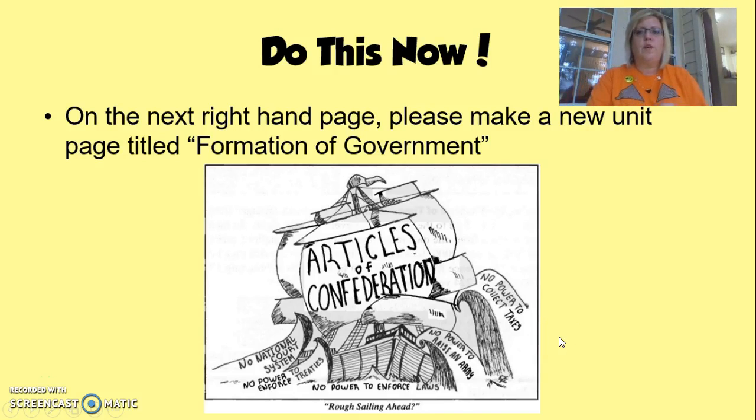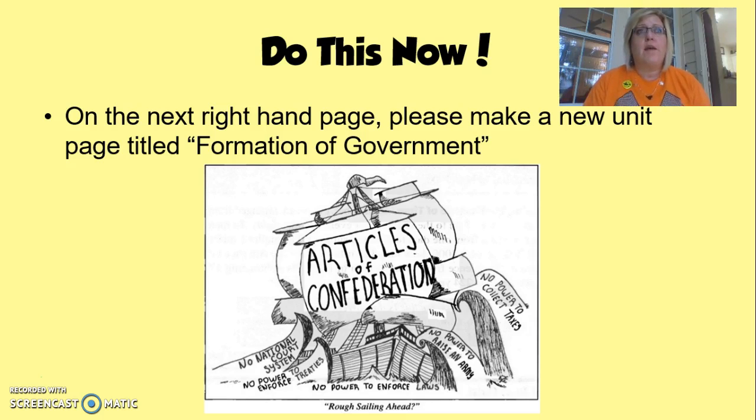Hi, this is Mrs. Warren, and today we're talking about our first form of government after the American Revolution. This is about the Articles of Confederation. Now, we've had two forms of government during our country's history, and the first one was the Articles. As you can see in this political cartoon shown below, it was very rough sailing.